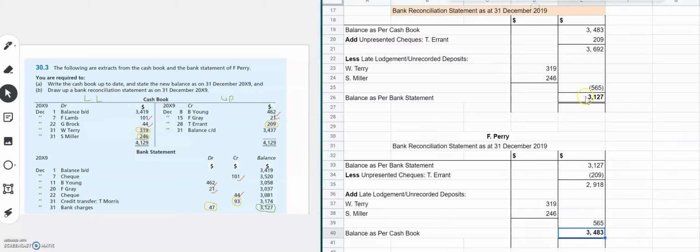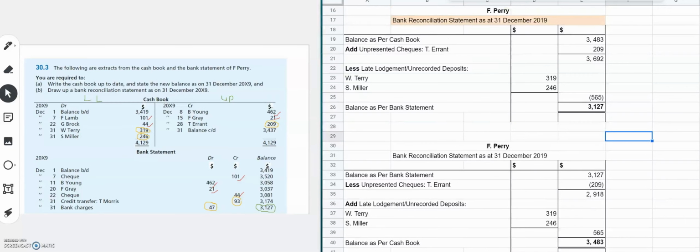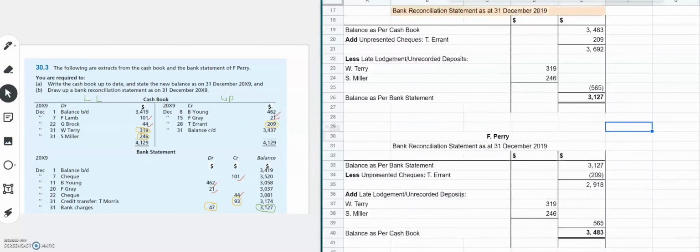A question will either tell you to start with the balance as per cash book, or it will indicate that you're supposed to start with the balance as per bank statement. So that is how you go about preparing an updated cash book and a bank reconciliation statement.